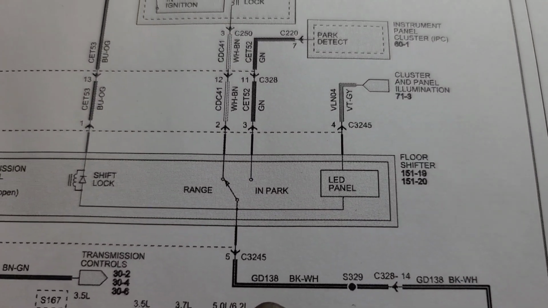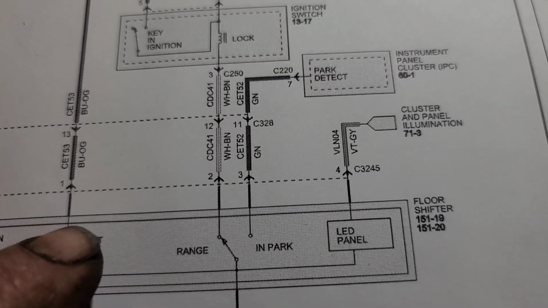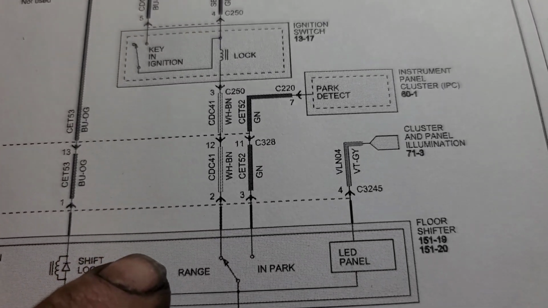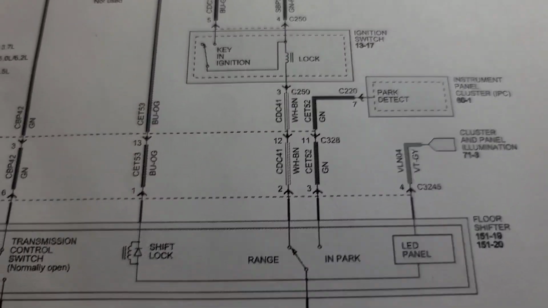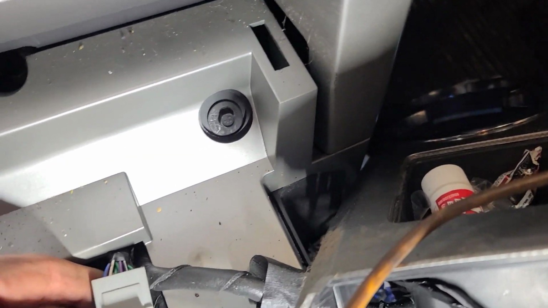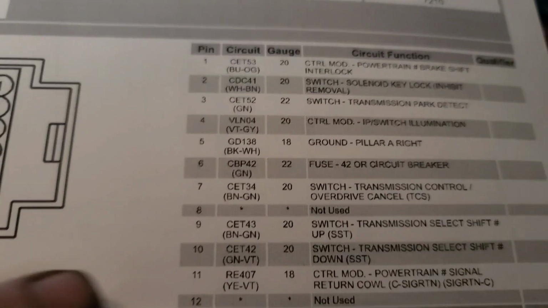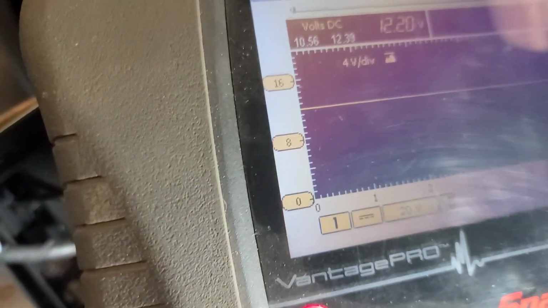Black and white wire is ground, and the green wire is coming from the instrument cluster, and it's park detect. So I'm going to read the voltage on the green wire when I put it in park. I'm back pinning the third wire over, which is the green wire, in pin 3, transmission park detect, and I'm showing 12.2 volts, and if I move the shifter nothing happens.